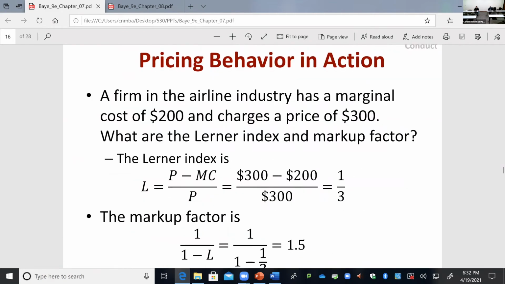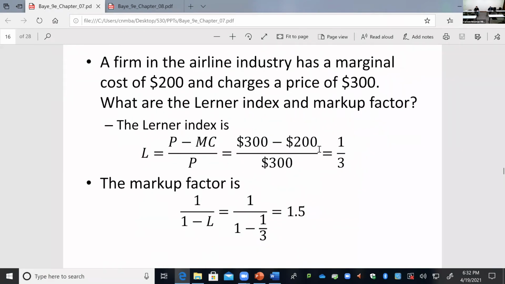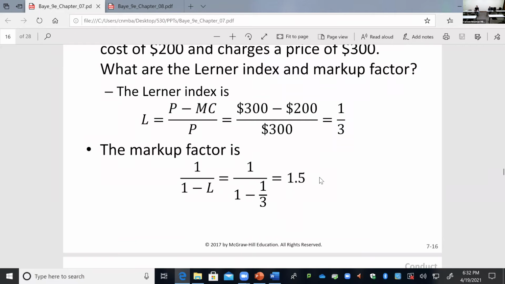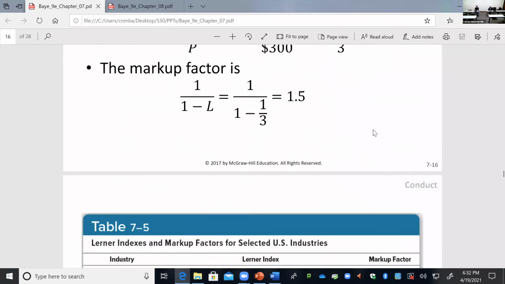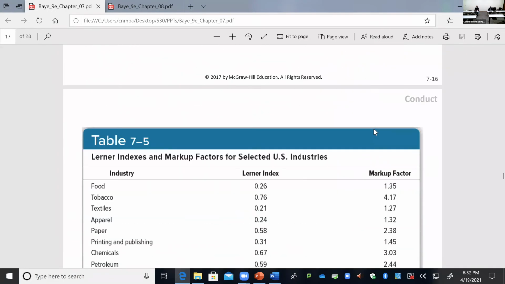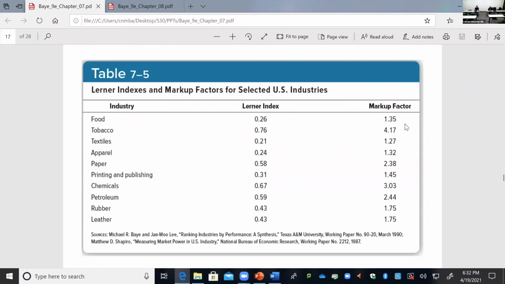Now, here's an example. The firms in the airline industry have $200 of marginal cost, and they're charging $300 for price. So you compute the Lerner index is 1/3, and the markup factor is 1.5. Now, this is relatively close to 0, which tells you there isn't much competition. So the closer this is to zero, the less competition there is.